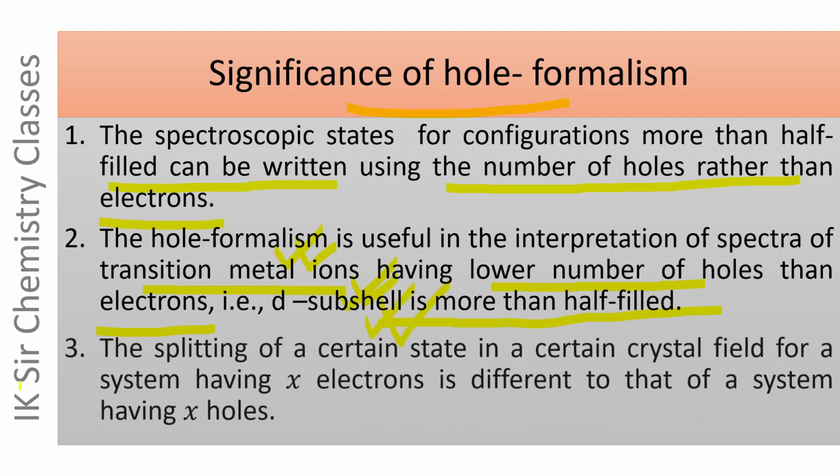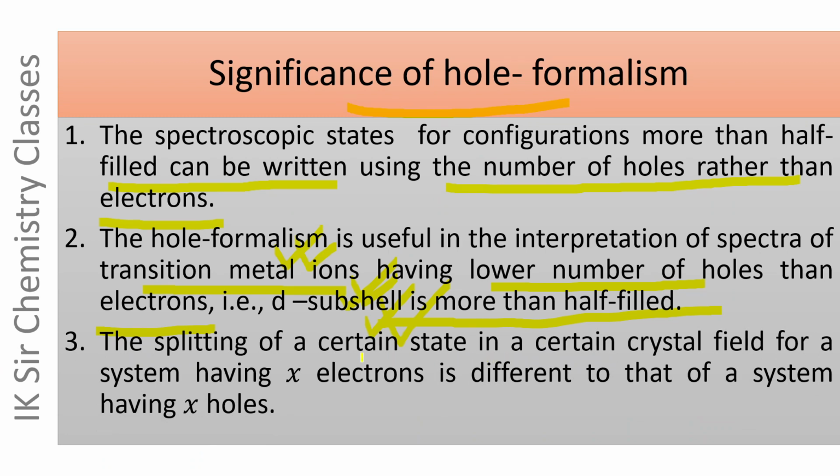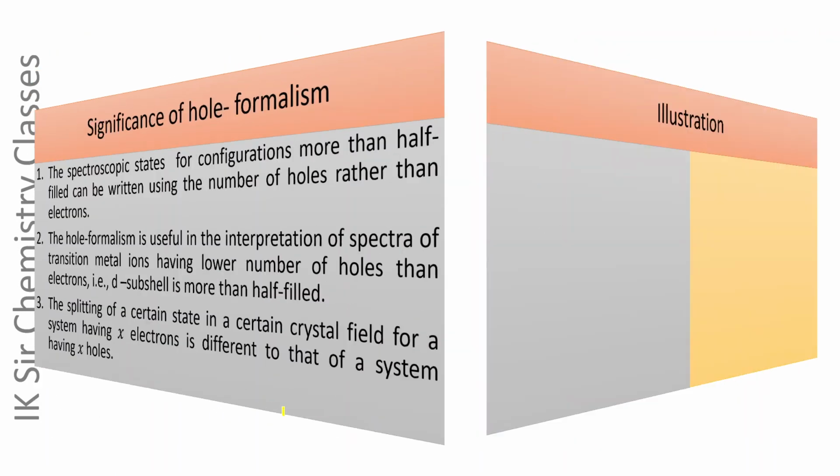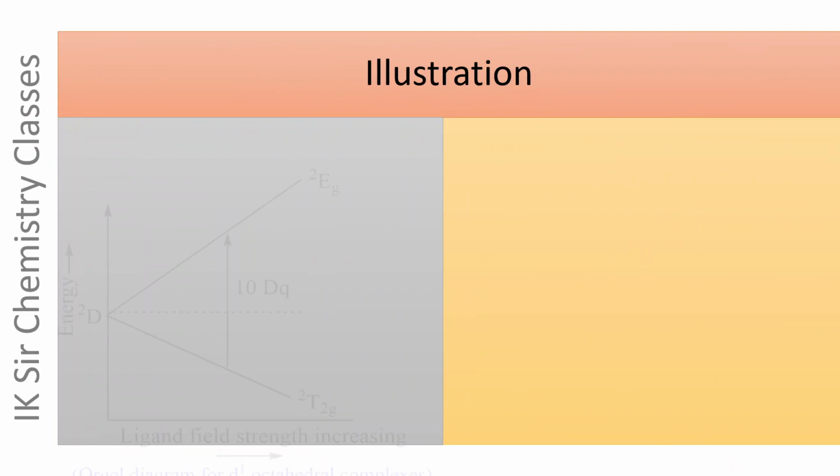subcell, and the splitting of a certain state in a certain crystal field for a system having X electrons is different to that of a system having X holes. It means in a certain crystal field, the splitting of a certain state having X electrons is different to the splitting that in a system having X number of holes. It can be illustrated as follows.